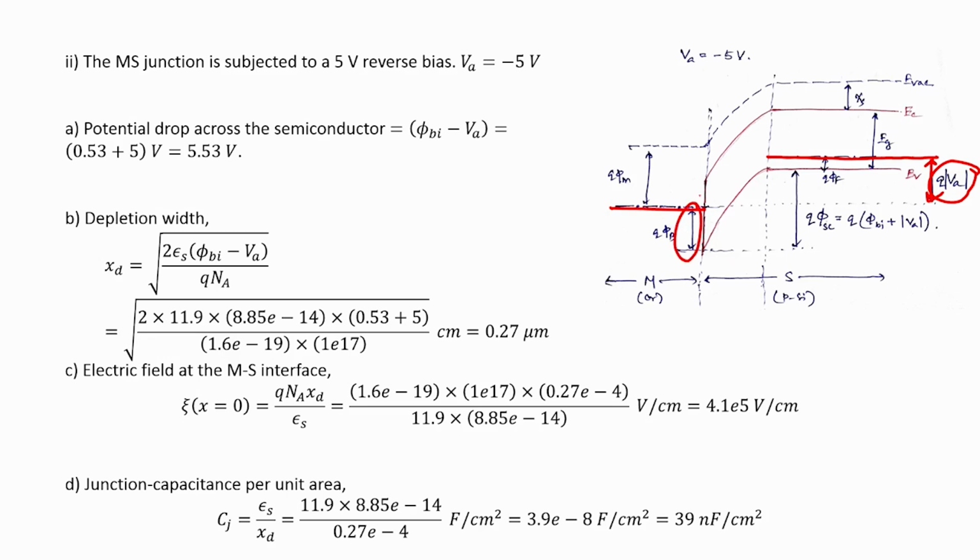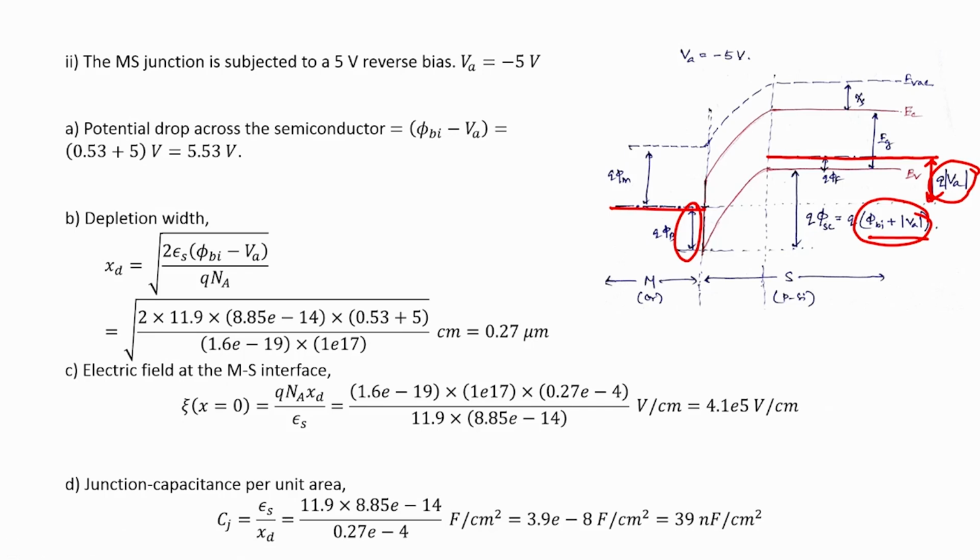What will change is effectively the height of the potential that is seen by the electron when it is trying to move from the semiconductor to the metal. That is, the built-in potential was that barrier in case of thermal equilibrium. The built-in potential will not change, but effectively the electron will see phi Bi plus the magnitude of Va, that is the applied bias. This is the resultant voltage that is observed by the electron when it is trying to move from the semiconductor to the metal.